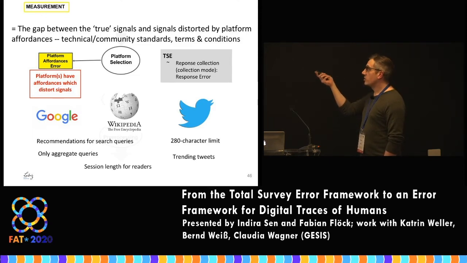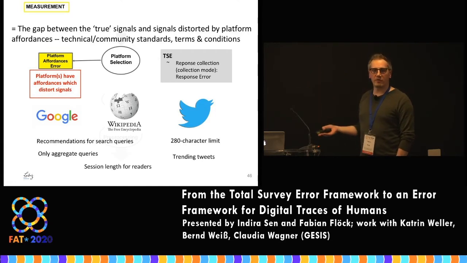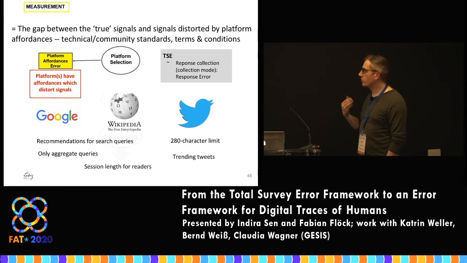By the way, it could also be just community standards, like people do not appreciate you talking about politics on platform X. That is also a distortion through the platform. It's a platform affordance error that's basically in the community. Or terms of service don't allow talking about a specific thing.